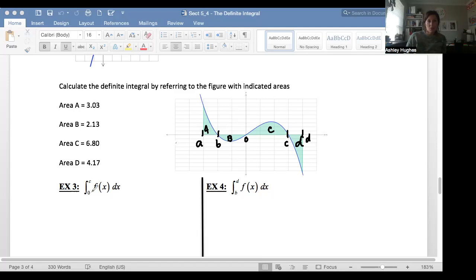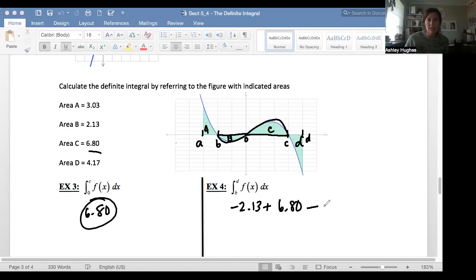Okay, so what's the integral from 0 to C? What that means is just from 0 to C would be this area right here. And they said that area is 6.8. What's the area from B to D? So if I'm going from B to D, I'm going to start here. So it's this area here, which is below. So it'd be a negative 2.13, and then plus the C because C is above, and then minus the D because the D is below. And you can just put that in your calculator and get the answer.